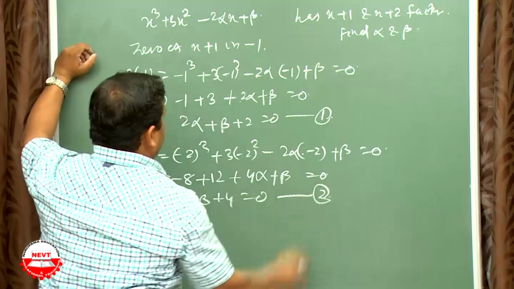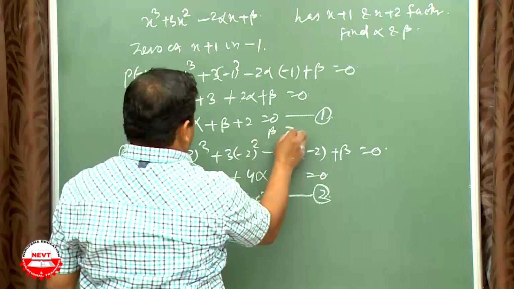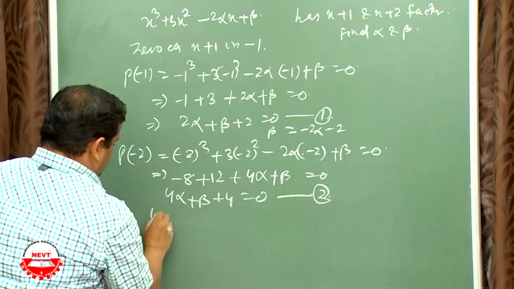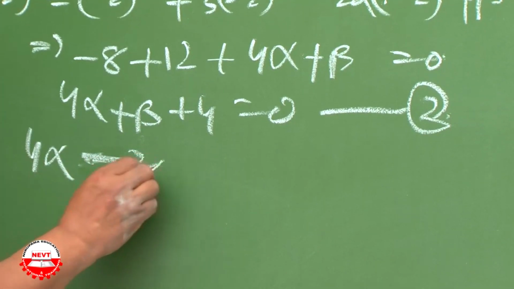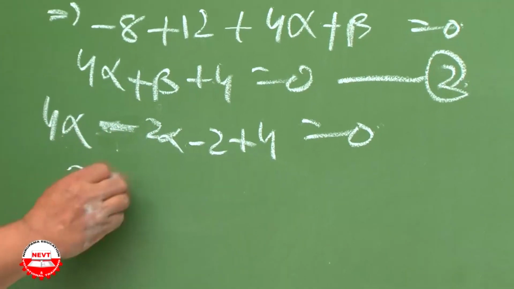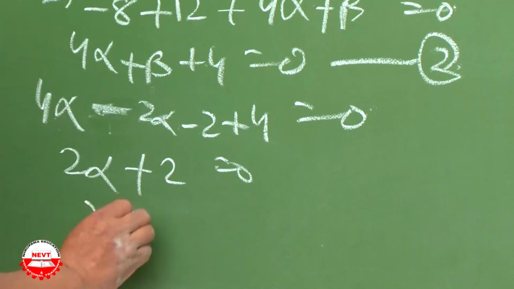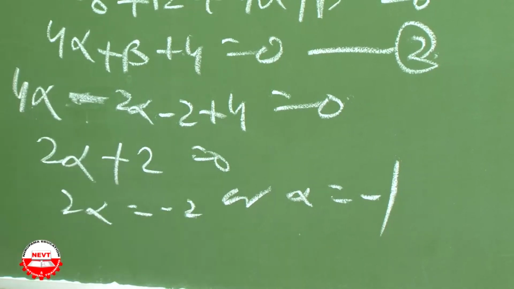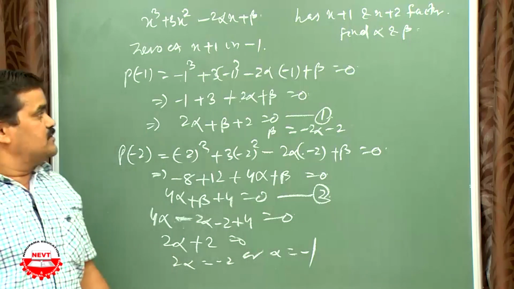This is equation 2. So you just replace beta here. Beta is equal to how much? Minus 2 alpha minus 2. That means 4 alpha plus beta, in place of beta I will put minus 2 alpha minus 2, then plus 4 is equal to 0. 4 alpha minus 2 alpha is 2 alpha. Then minus 2 plus 4 is plus 2 is equal to 0, or 2 alpha is equal to minus 2, or alpha is equal to minus 1. If alpha is equal to minus 1, substitute here, you will get beta is equal to 0. So you got the answer here.